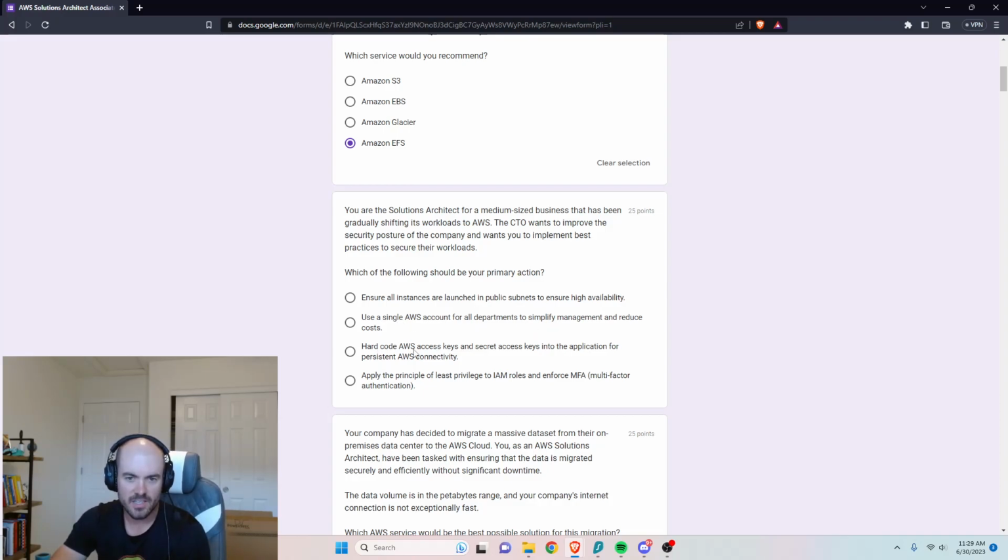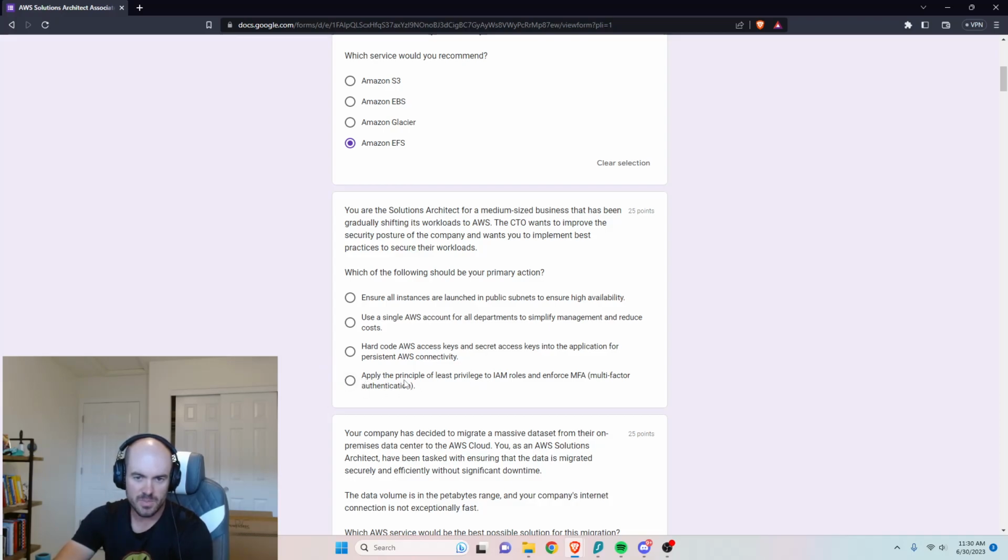Hardcode AWS access keys and secret access keys in the app for persistent AWS connectivity. That is very well against AWS security best practices. You do not want to hardcode anything, access keys or credentials related, in your application. You want to use something like KMS or Secrets Manager. So that leaves us again with option D, which seems to be the winner here so far.